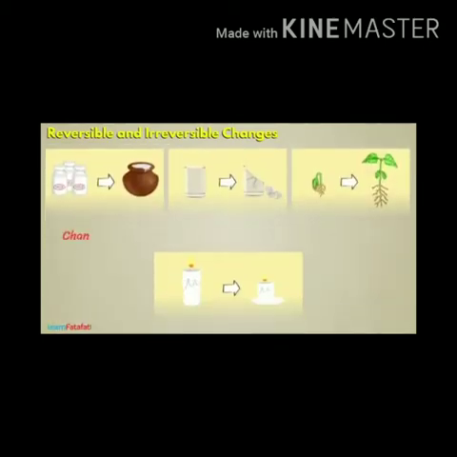There are some changes which cannot be reversed. These are permanent changes and cannot be undone. They are called irreversible changes. Now let's study some examples of irreversible changes.